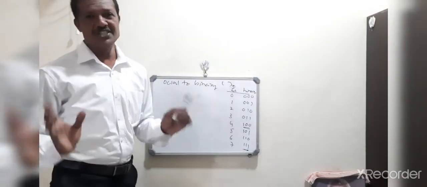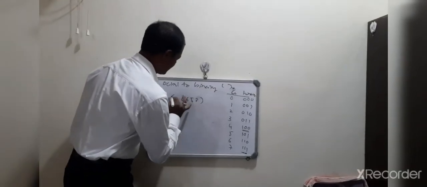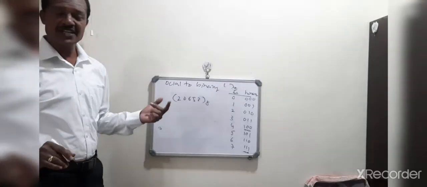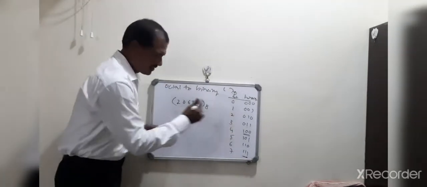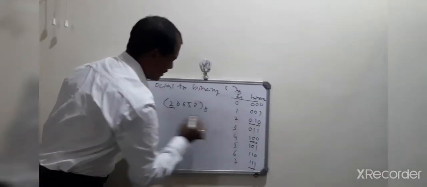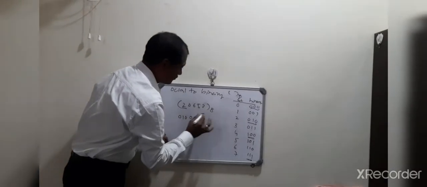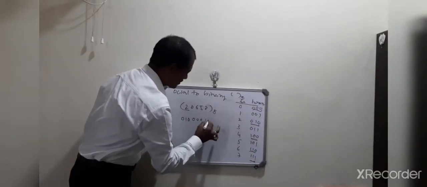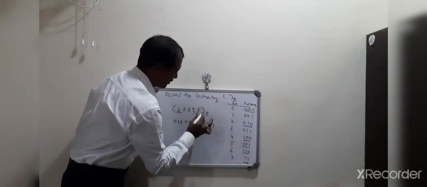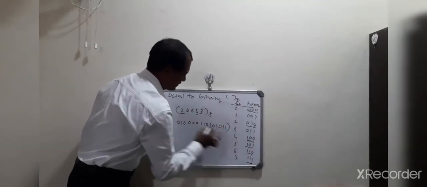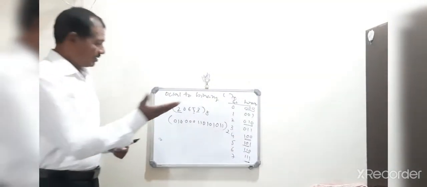I am going to take one more example, 20653. How many digits are there? 5 digits. We can take them from right to left or left to right. For 2, the equivalent is 010. For 0, it is 000. For 6, it is 110. For 5, it is 101. For 3, it is 011, base 2.